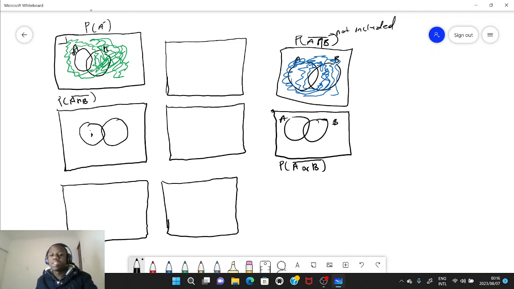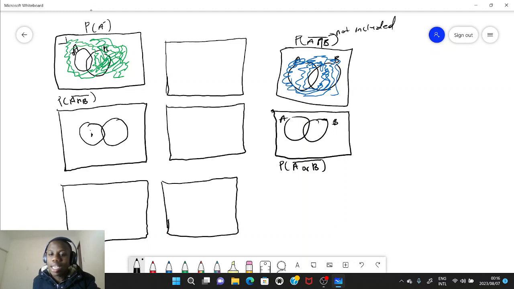Like I said, whenever they say not, you consider the opposite. So whenever they say not A or B, the first question you ask yourself is, what is A or B? How can I identify A or B? We do know that A or B on the Venn diagram represents both circles. So you are not going to consider both circles. Instead, you will consider everything which is not within the circles. Why? Because of the sign, not A or B.